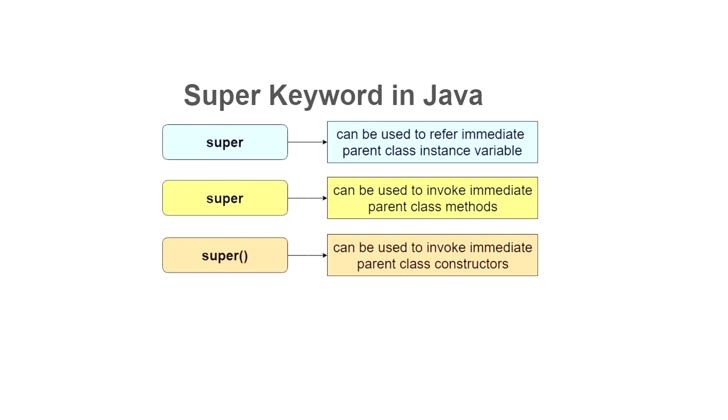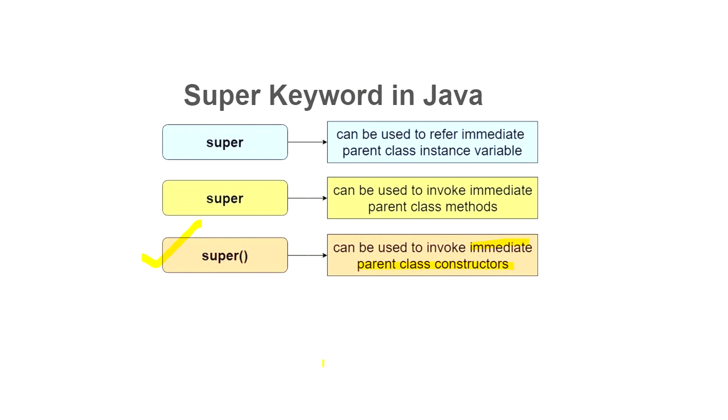Now super can also be used to invoke methods from the parent class. This second case is in the case of overriding. You can see there's super, and that's a method being invoked. And this is the one that is used for constructors. It is used to invoke the immediate parent class constructors.